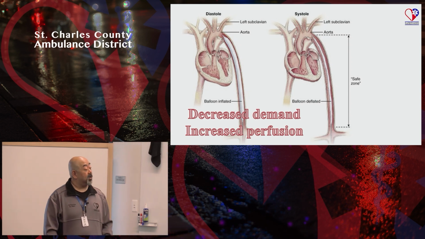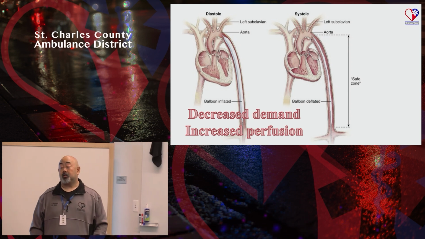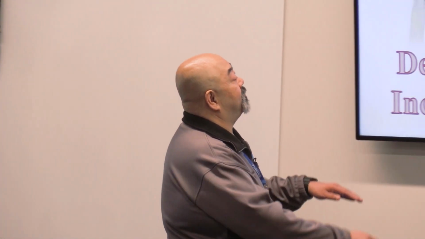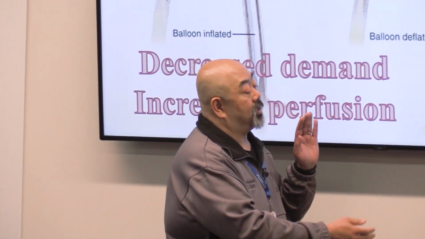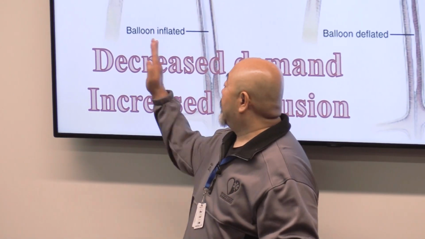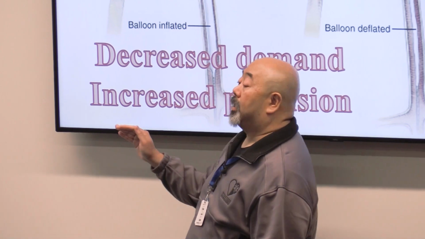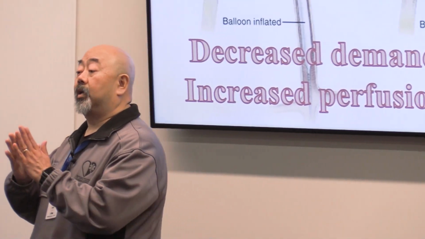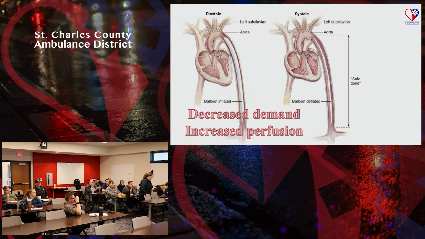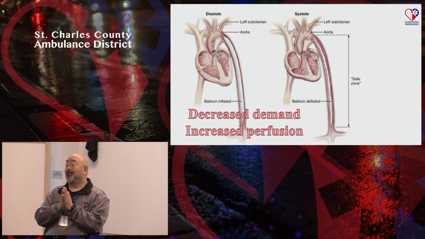It decreases demand, and it increases perfusion. Does someone want to tell me, how does it do that? Does this, decreasing demand and increasing perfusion, happen during balloon inflation or balloon deflation? So I've got one person saying inflation, I've heard deflation. Which one is it?